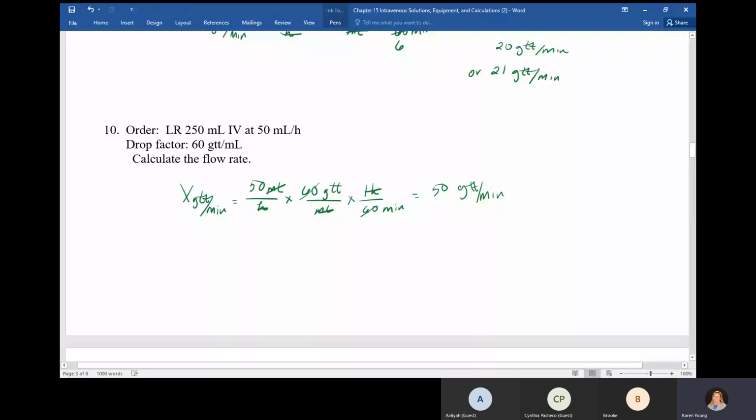So we're all on the same page. Everybody get 50 drops per minute. When you have a drop factor of 60 and you have a rate per 1 hour, your drop factor and your minutes are going to cancel and you're left with the total milliliters per minute, which would be your total drops per minute.